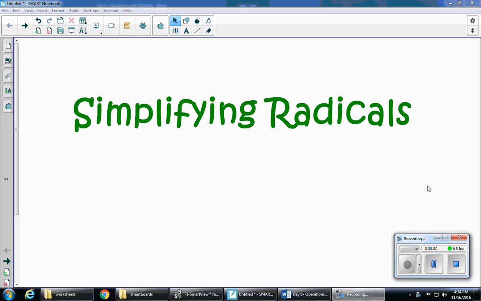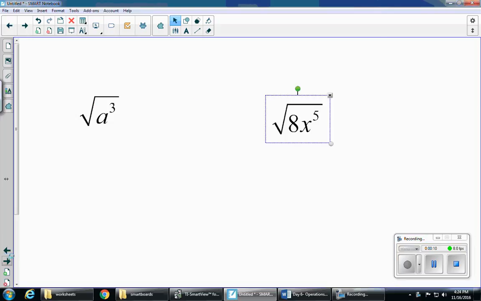This video is on simplifying radicals. In this video, we're going to take a look at how to simplify square roots that contain variables. So, my first radical is a cubed.